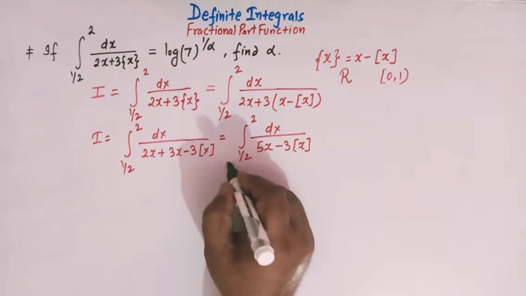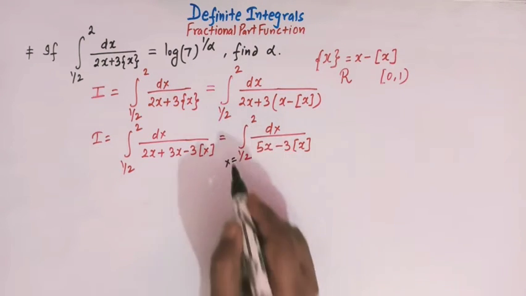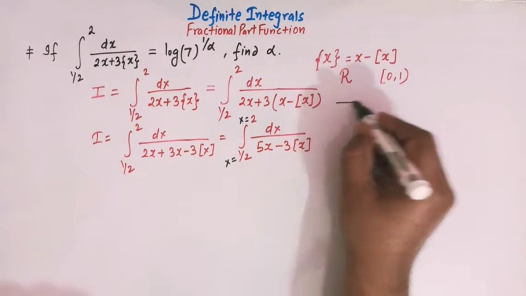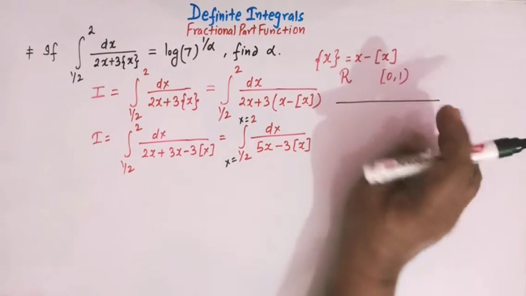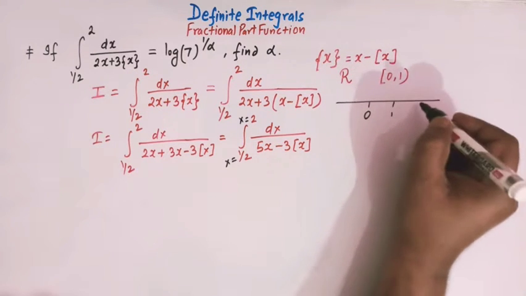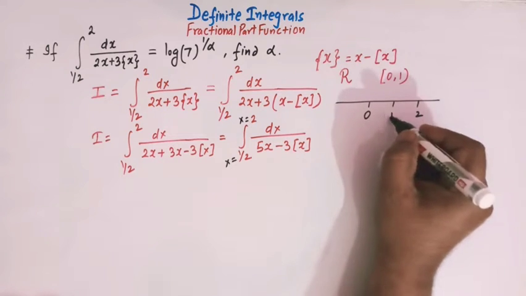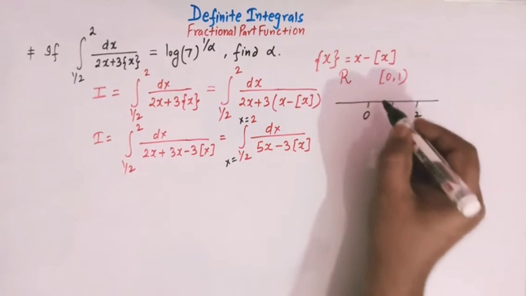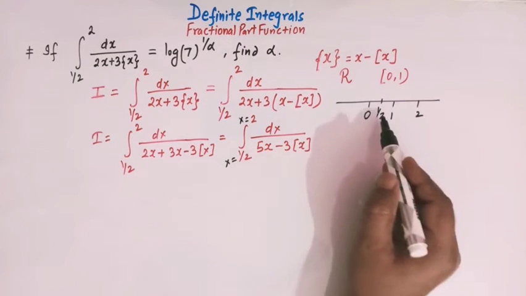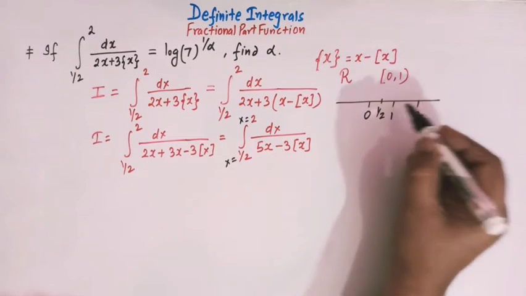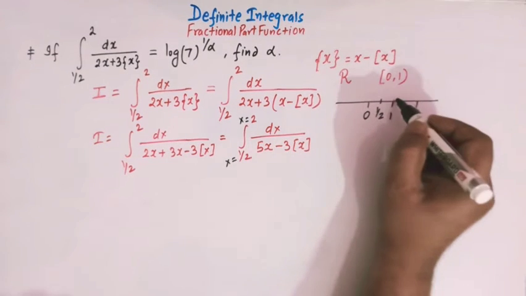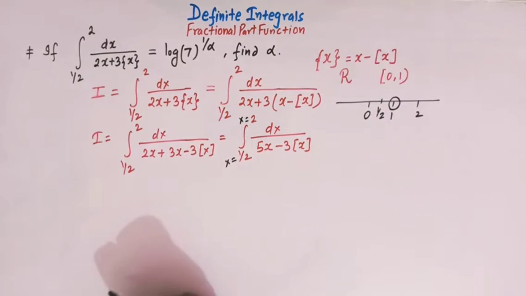And here we see that x varies from x equal to half to x equal to 2, right? So now if we take these points on the number line, here we have 0, here we have 1, and here we have 2, right? And half lies somewhere here. Here we have x equal to half and 2 is here. So now we see that between half and 2 we have this integer 1, right?